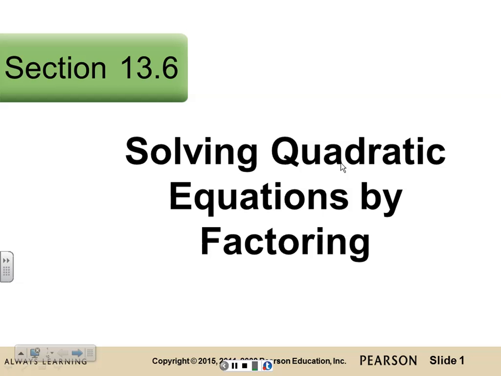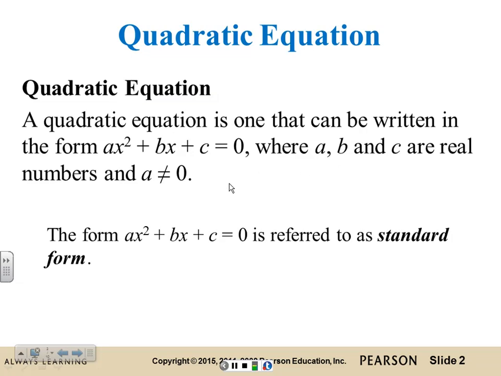quadratic equations. A quadratic equation is one that can be written in the form ax squared. This is how we know we have a quadratic, if you have a squared term, plus bx plus c is equal to 0, where a, b, and c are real numbers, positive or negative numbers, and a cannot be 0. So the form ax squared plus bx plus c equals 0 is referred to as standard form. If I say we need to write the equation in standard form, then you know what we're looking for: ax squared plus bx plus c has to equal 0.